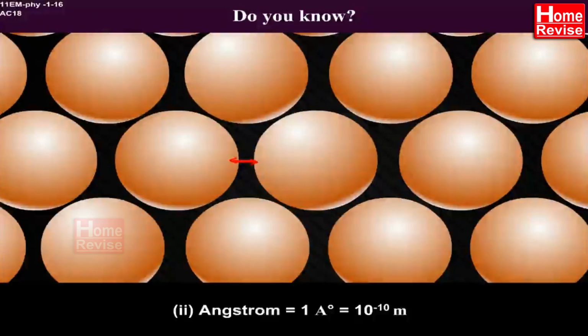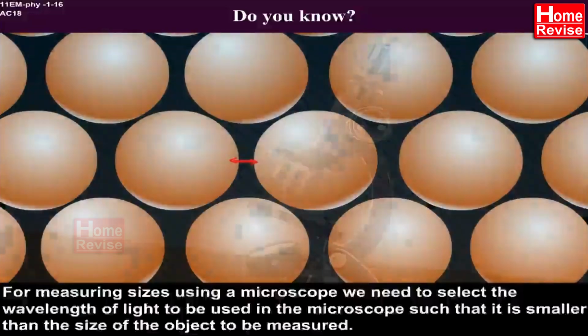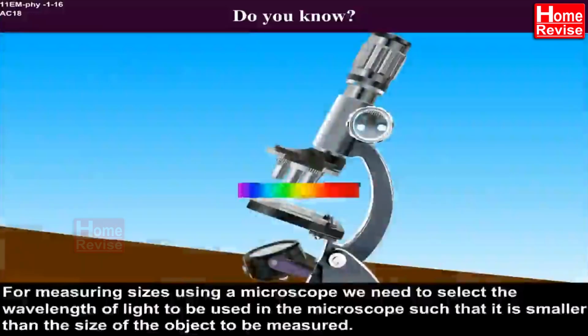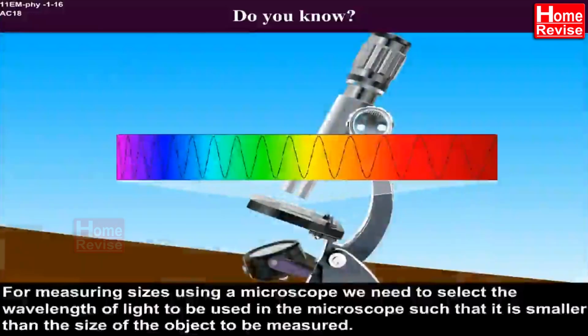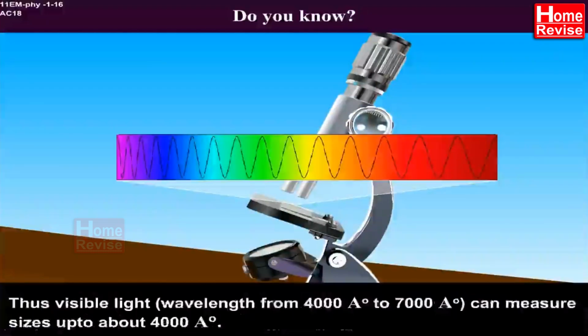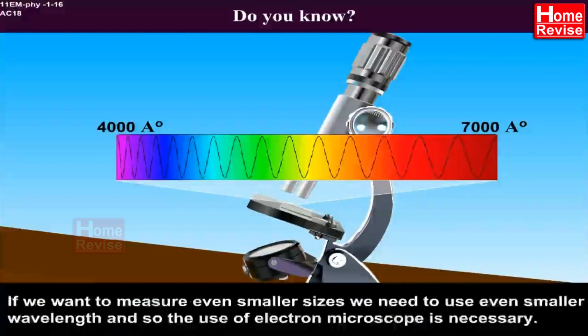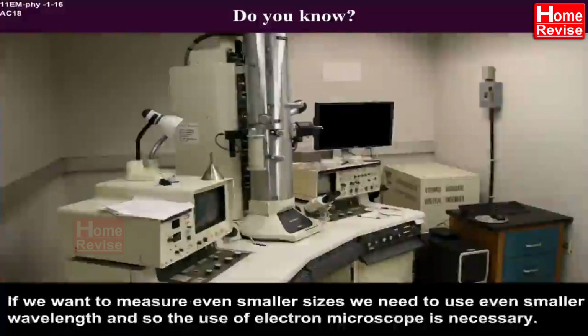For measuring sizes using a microscope, we need to select the wavelength of light to be used in the microscope such that it is smaller than the size of the object to be measured. Thus, visible light wavelength from 4000 angstrom to 7000 angstrom can measure sizes up to about 4000 angstrom. If we want to measure even smaller sizes, we need to use an even smaller wavelength, and so the use of an electron microscope is necessary.